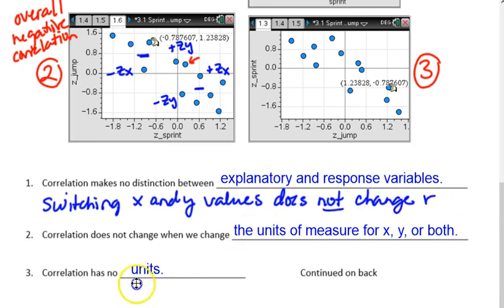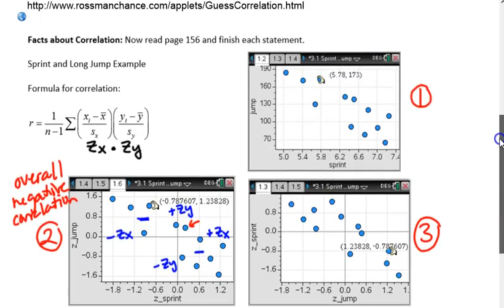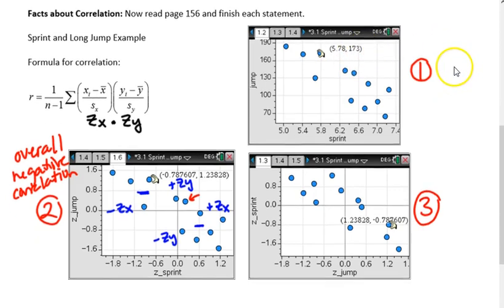Okay, the second one. Correlation does not change when we change the units of measurement for x or y or both. Well, notice here that this would be the original data. The units of measurement would be in seconds and in feet. But if I take the z-scores, now I don't have any units at all. I've changed the scale completely, but look at the scatter plot. The scatter plot looks exactly the same.